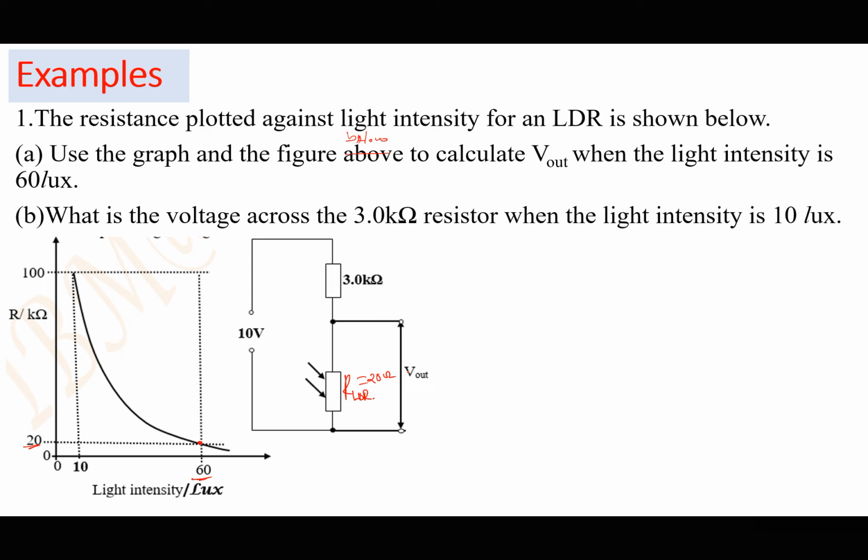So if we consider a potential divider, then V out is going to be the resistance of the LDR, which is 20, over total resistance. Remember, this is in kilo ohms. So this is 20 kilo ohms divided by 20 plus 3, which is 23 kilo ohms, then times the voltage supply, which is 10. So 20 over 23 times 10. So this is going to be 8.7 volts. So V out is going to be 8.7.